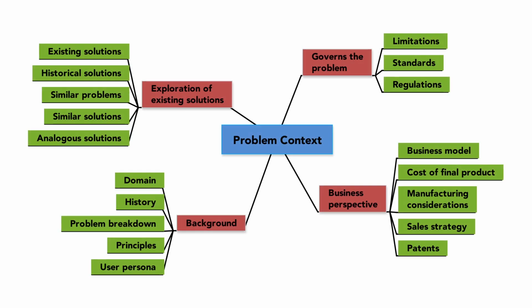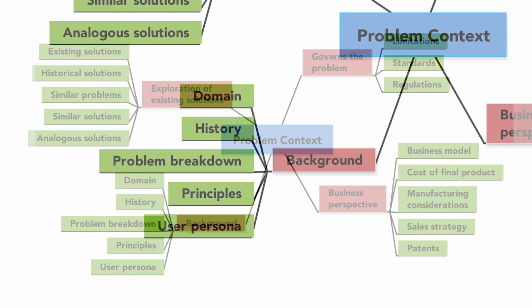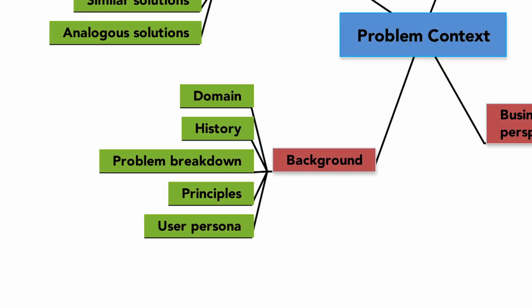In this video, we're going to use the same hierarchy as the previous video and cover the background, the existing solutions, the impact, and the business concerns. The background has 5 key sections. The first is some domain knowledge. Second would be history of the problem. Third, the breakdown of the problem itself. Now, the fourth are principles which govern the problem. And the fifth would be the user persona.